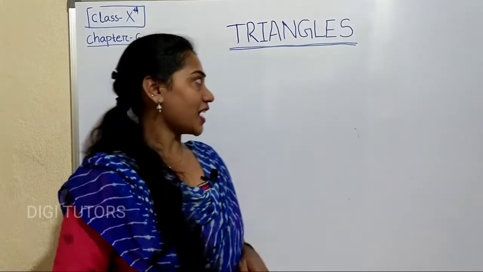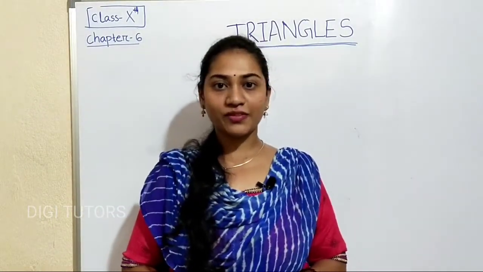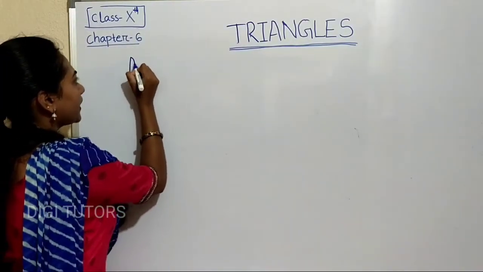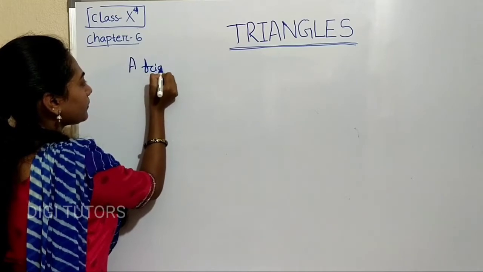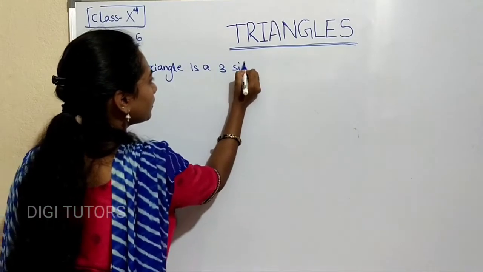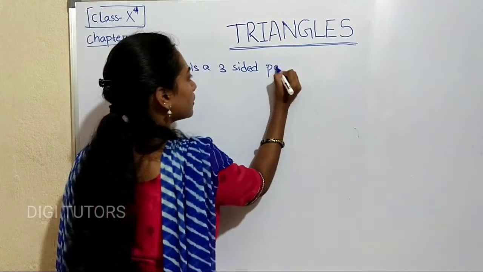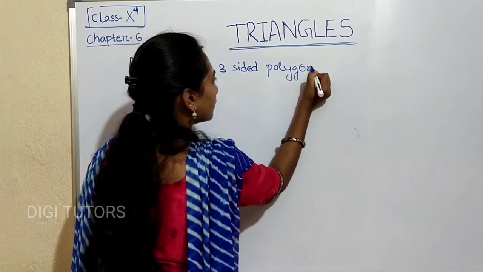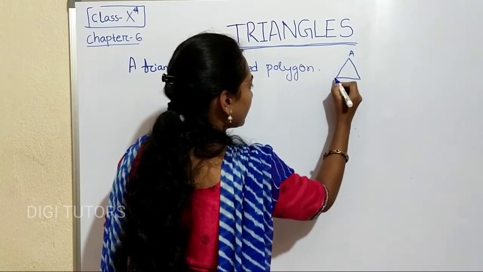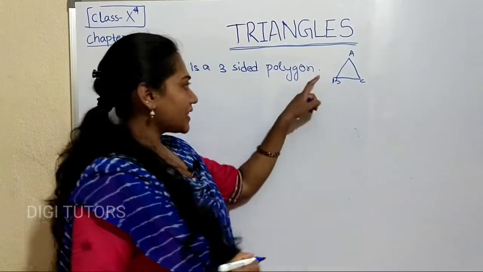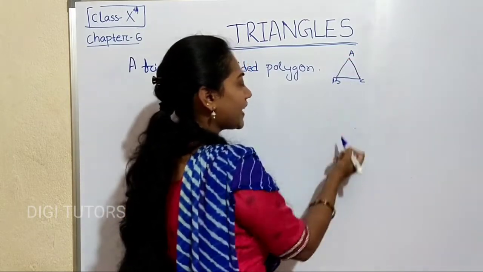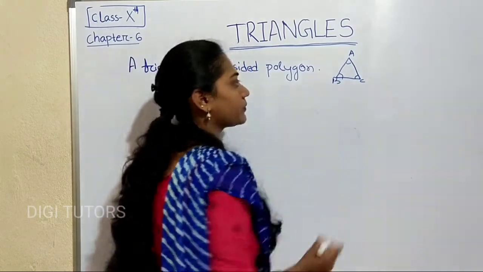Today we are going to start triangles, which is the 6th chapter of class 10th. From your earlier classes you know what a triangle is. A triangle is a three-sided polygon. Let this be a triangle ABC. It has three sides, three vertices, and it creates three angles.